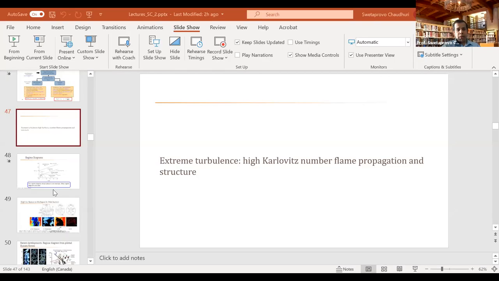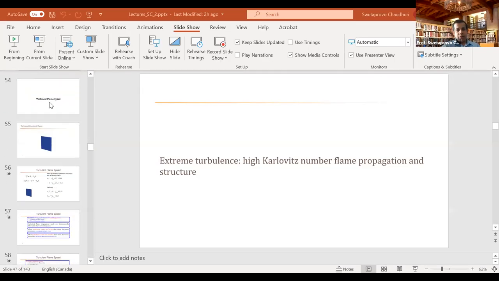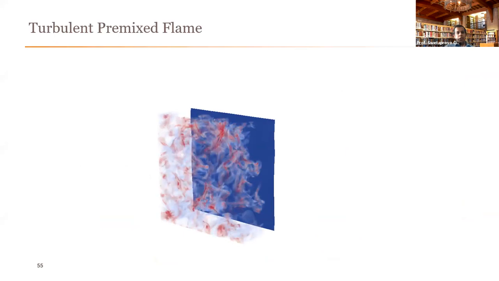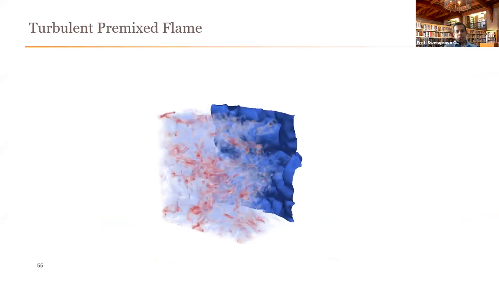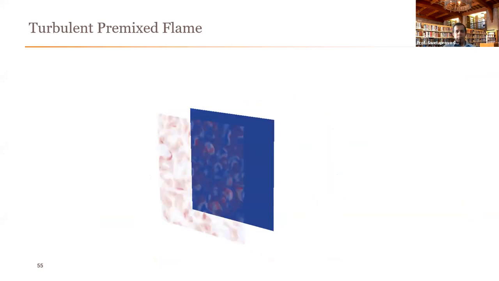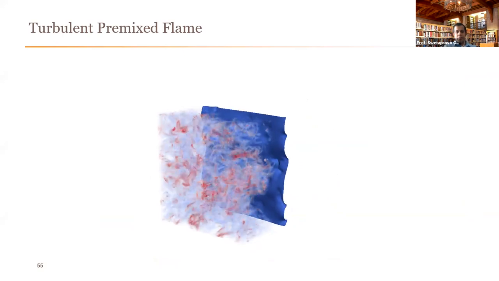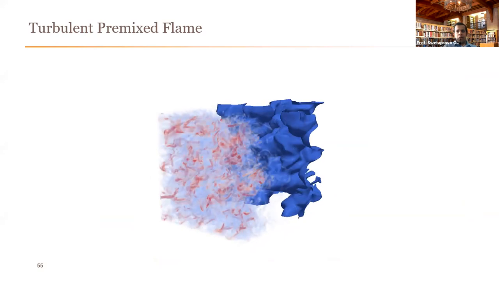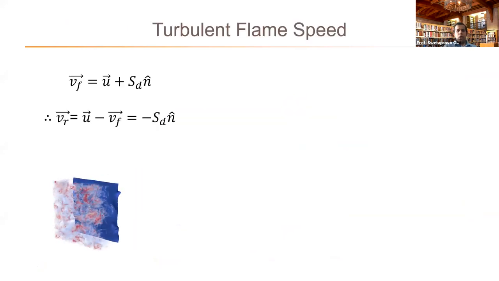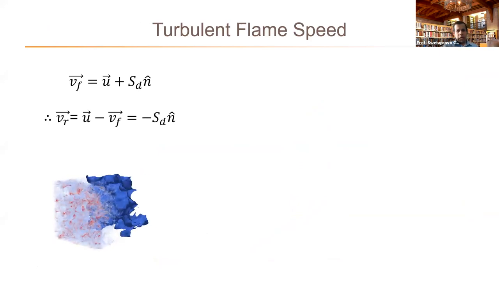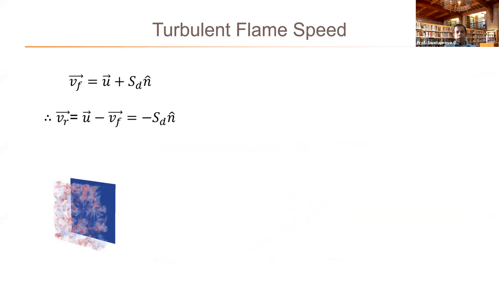So let me get back to where we left. We covered this, and let's look into the turbulent flame speed. Once again, we go back to the same picture of flame interacting with turbulence. The turbulent flame speed is essentially the global response of the flame as a result of this turbulence flame interaction. You can define the turbulent flame speed unambiguously even for a single isotherm, and this is how you do it.